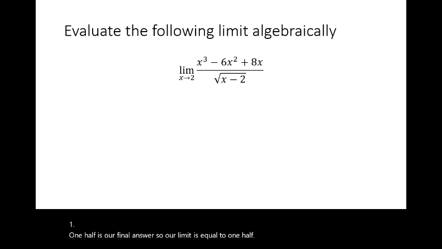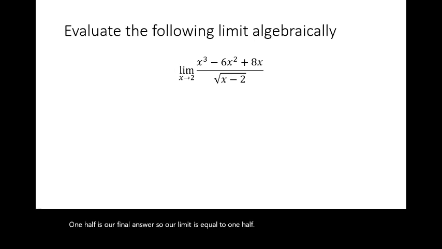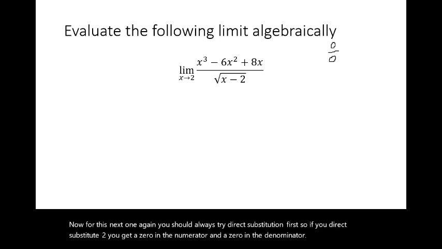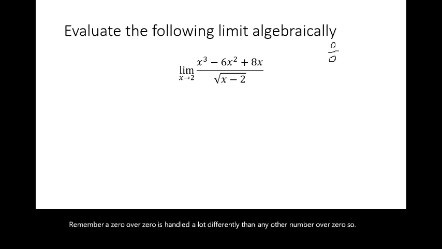Now for this next one, again, you should always try direct substitution first. So if you direct substitute 2, you get a 0 in the numerator and a 0 in the denominator. Remember, a 0 over 0 is handled a lot differently than any other number over 0. So I'm looking at that numerator, and that numerator does look pretty factorable, so I'm going to go ahead and factor the numerator.